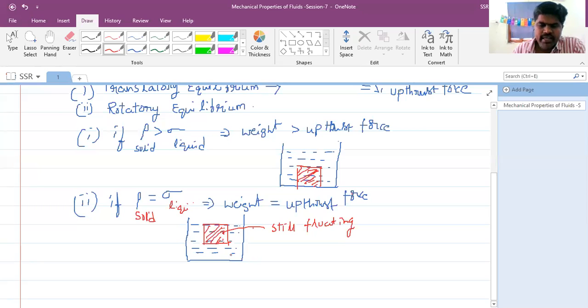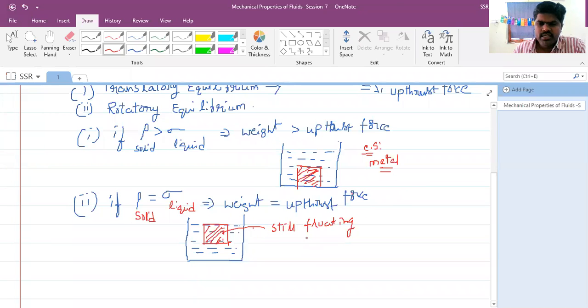Have you observed, this is a real-time case? So for this first case, real-time examples, you can take any metal body, like a knife, or a rod, or a metal screw, or a stone. You simply throw it into the water, then it will go to the bottom and reach it. Okay, that is the first case. The density of the solid is greater than the density of the liquid.